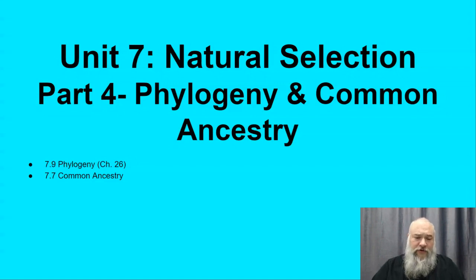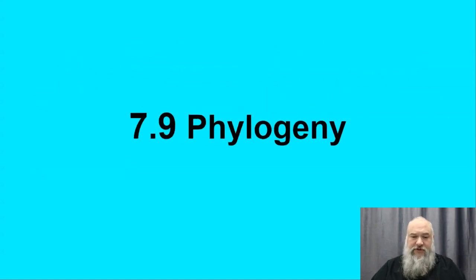Today we're getting into part 4 of the notes where we'll talk about topics 7.9 and 7.7, which is on phylogeny and common ancestry. Let's jump in. We'll start with 7.9 phylogeny.